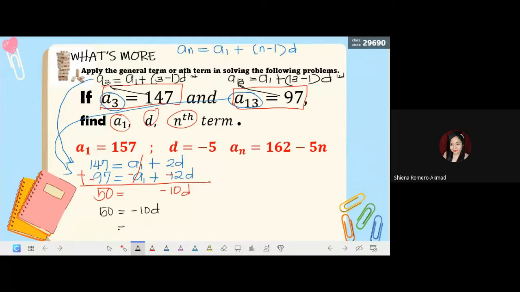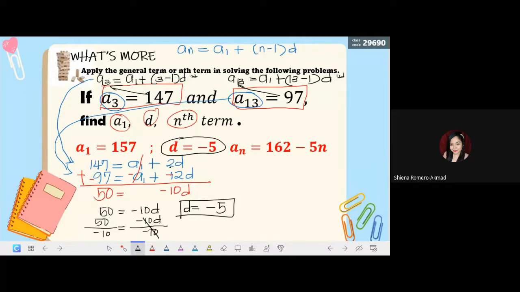I-divide natin both sides by negative 10. So, kopyahin natin si 50 tsaka si negative 10D. Divide natin both sides by negative 10. So, our difference now is 50 divided by negative 10. Ano na magiging difference natin? Negative 5 po, ma'am. Opo, ito na, negative 5.